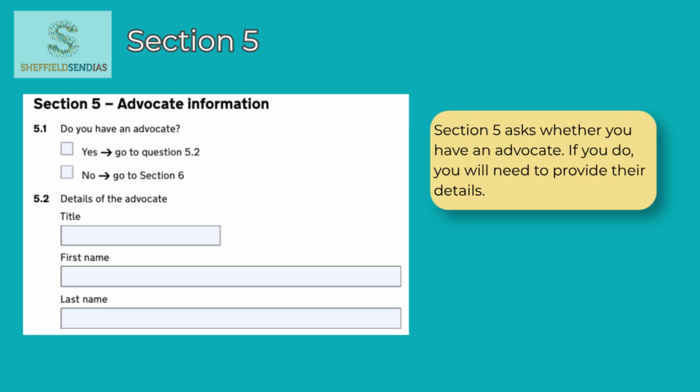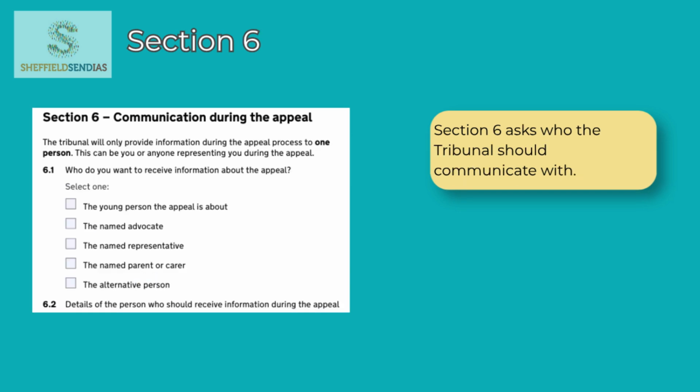Section 5 asks if you have an advocate. Advocates are usually used where it's a young person who is lodging the appeal, but parents can also have advocates. Again, you don't have to have one, and many parents proceed with their appeal without an advocate. Section 6 asks who the tribunal should communicate with. This must be someone who is already named on the form. Tick the box for who you want them to communicate with and then fill in their details again.